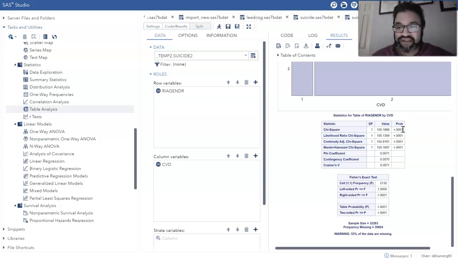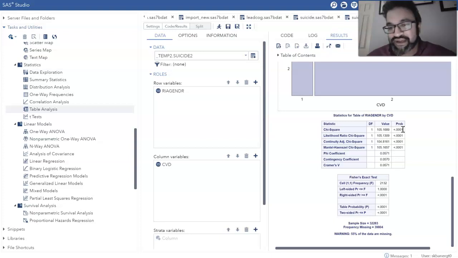So the chi-square is statistically significant. So we can actually reject the null hypothesis and say that there is a significant relationship, and that P is less than the alpha that we have set. Alpha is the type 1 error that is acceptable, and that is set at 0.05, pretty traditional.